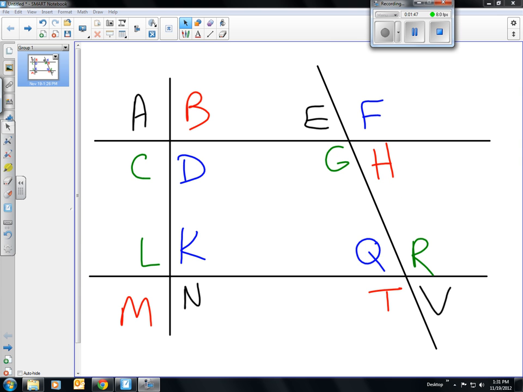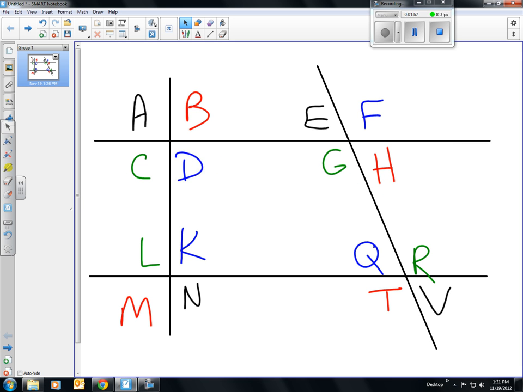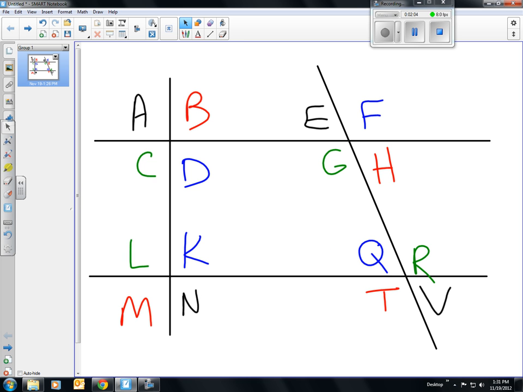And then the last one, number 4, says find 3 pairs of consecutive interior angles. So you could say GQ, you could say HR, you could say GD, you could say KQ, you could say TN, or CL, or even DK.